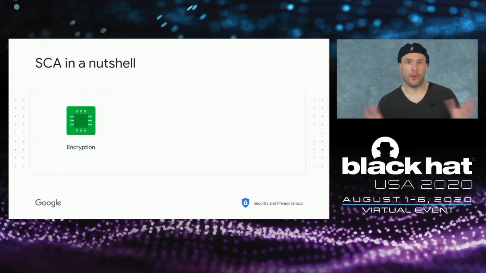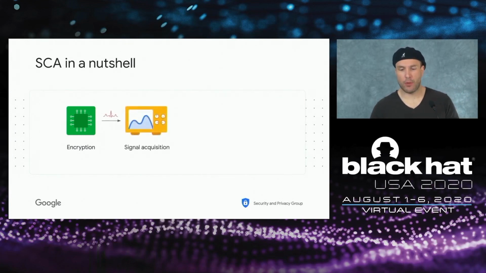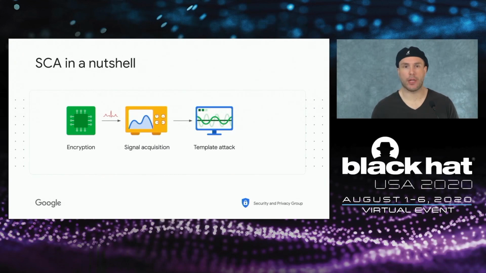So to formalize that a little bit more, the CPU computes the encryption, and we measure the current with an oscilloscope. Then, in the traditional setting of a side channel attack, you perform something like a template attack, where you collect not just one trace but a few of them, and then you combine them statistically to try to pinpoint the key value, and then you recover the key. That is, in a nutshell, what a side channel attack is.